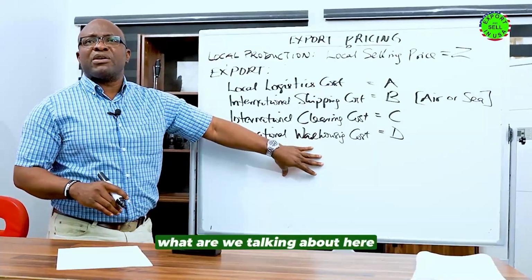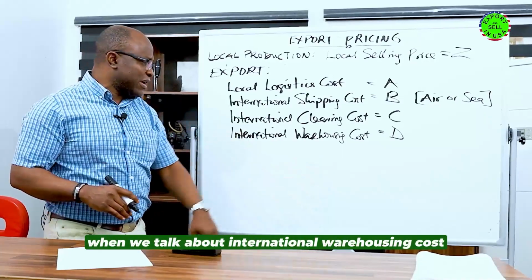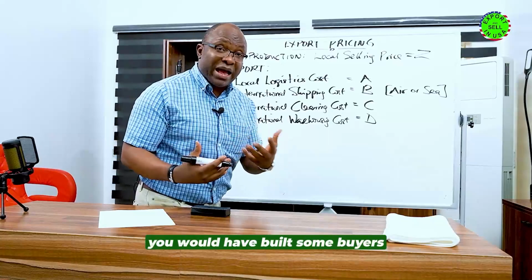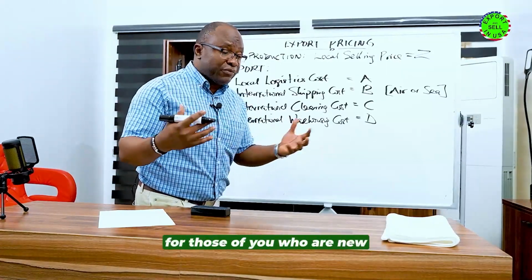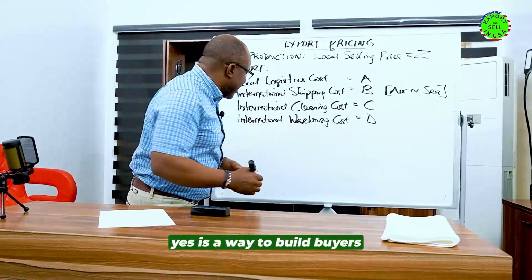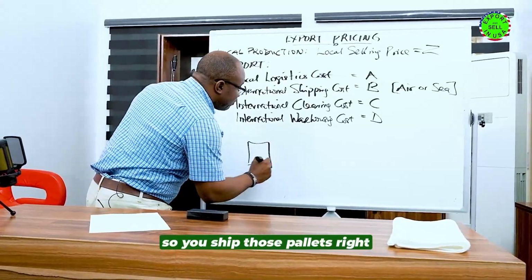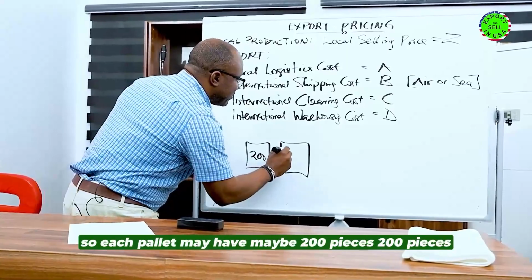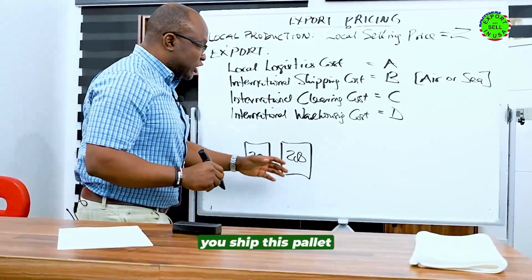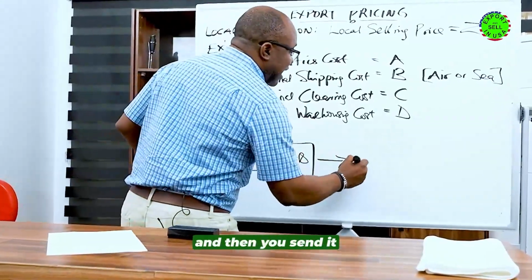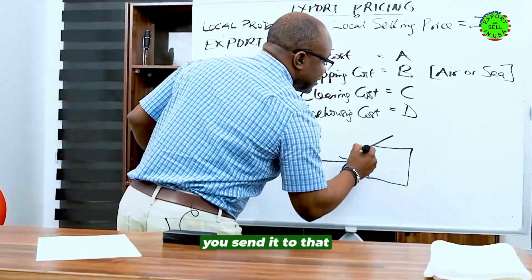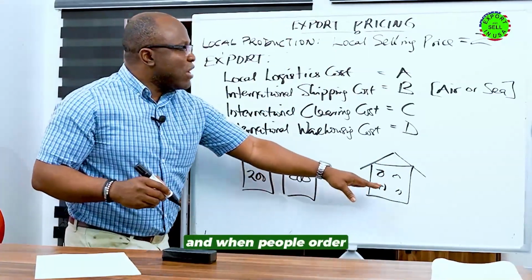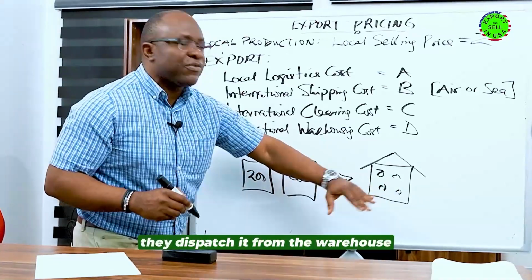What are we talking about here when we talk about international warehousing costs? If you are going via ocean, you would have built some buyers over time. For those of you who are new, yes, it's a way to build buyers. So you ship those pallets, and each pallet may have maybe 200 pieces. You send it to that warehouse internationally, and when people order, they dispatch it from the warehouse.